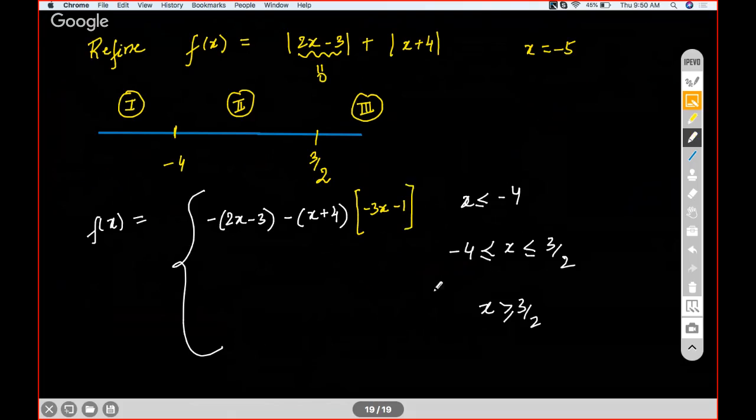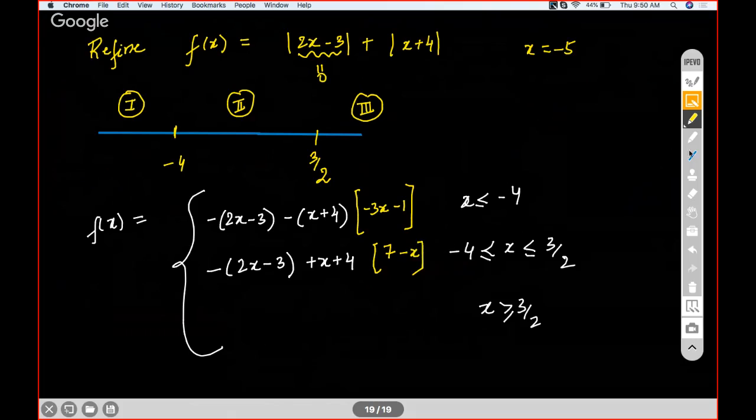What about minus 4 to 3 by 2? I'll take 0. If I take 0, the first will be negative, minus 3. So it'll be 3 minus 2x, plus, and the next one will be positive, so x plus 4. So it'll be 7 minus x. That's minus of (2x - 3) plus (x + 4), correct? Yes, 7 minus x.